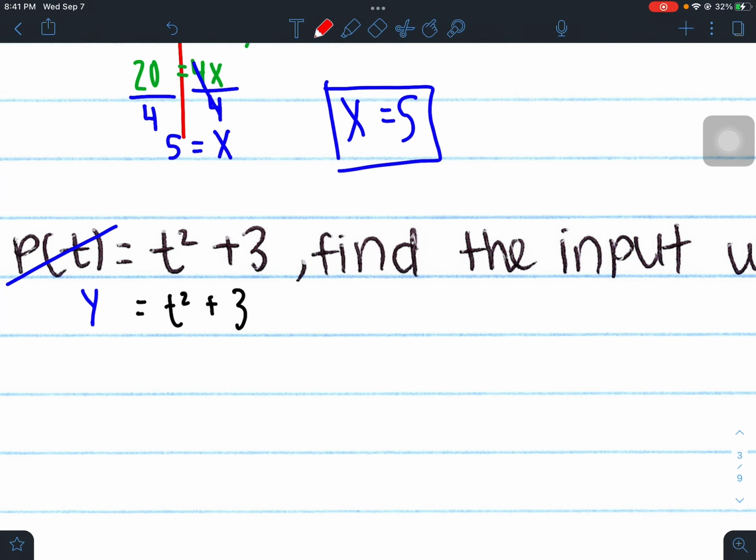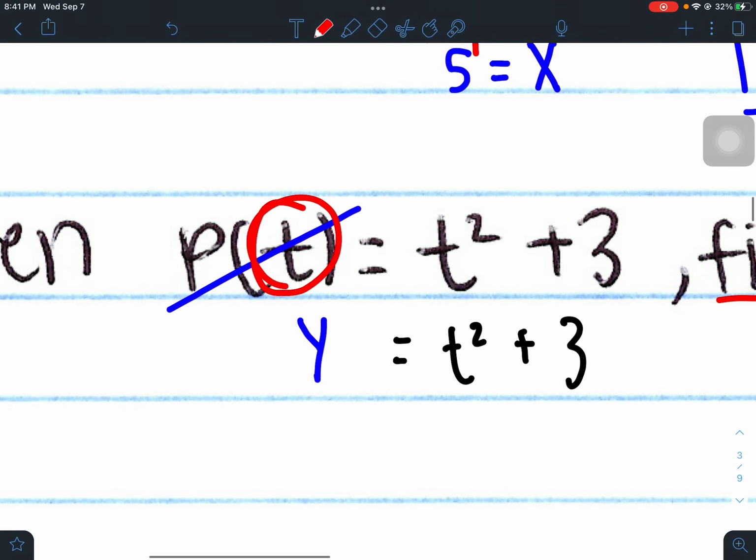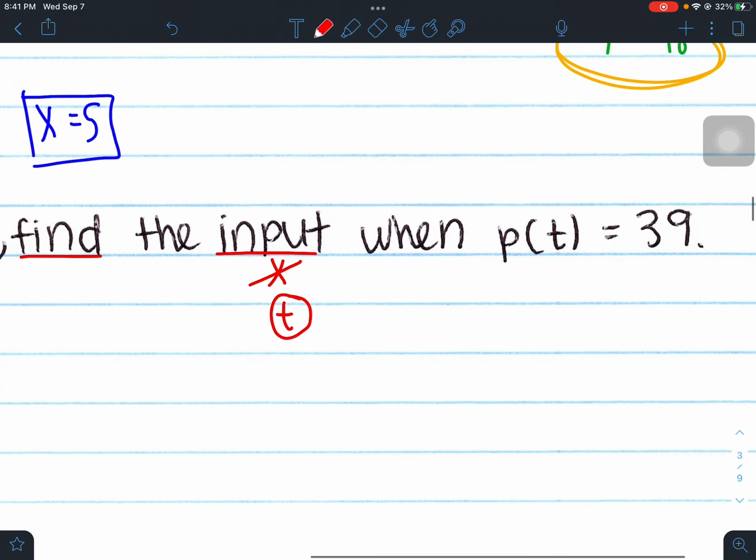They want us to find the input. Find the input, or in other words, find x, right? Because input is x, but there are no x's in this problem, right? So what are we actually finding for? If there are no x's, what did they use instead of x's? They used t's instead of x's. So they're really saying find t. Find the input, which in this case is going to be t. Also, if you're ever confused on what the input is, whatever letter is inside these parentheses right here, that's your input. All right, so they want us to find t.